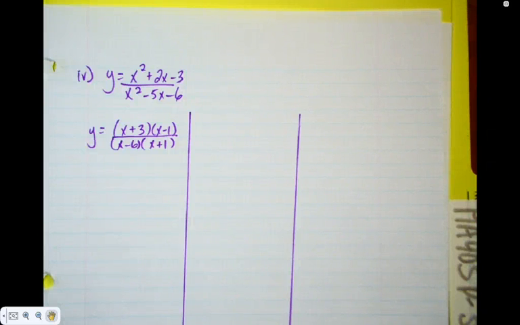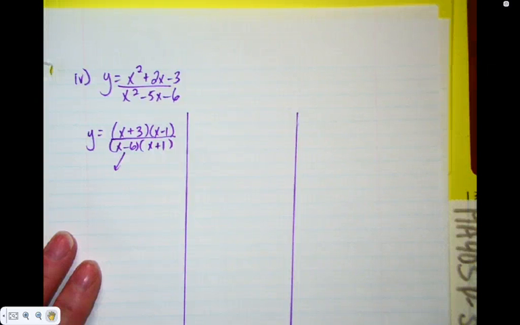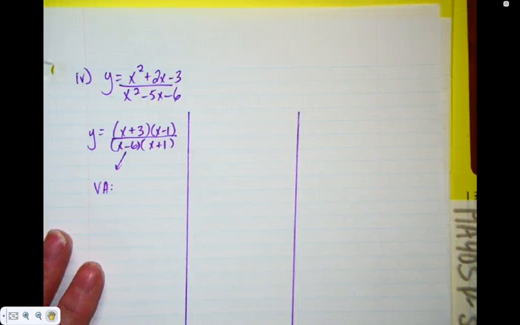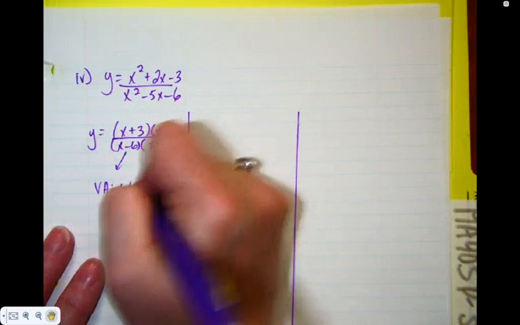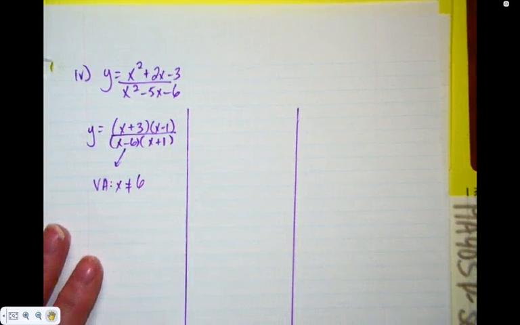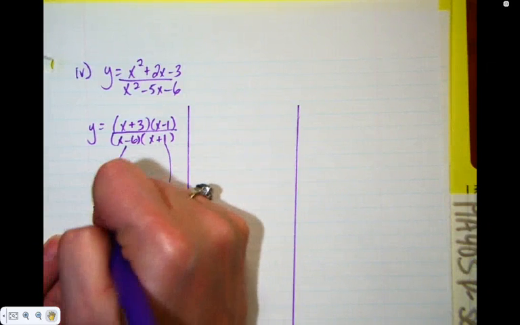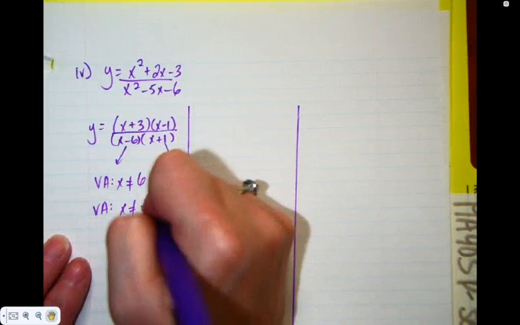Conclusion. What's x minus 6? It's a vertical asymptote. Why? Because it didn't cancel. X cannot be 6. Conclusion about x plus 1? Another vertical asymptote, sad clown face. X cannot be negative 1. Don't force things to cancel. If they don't cancel, they don't cancel.